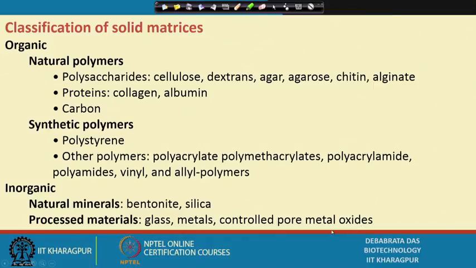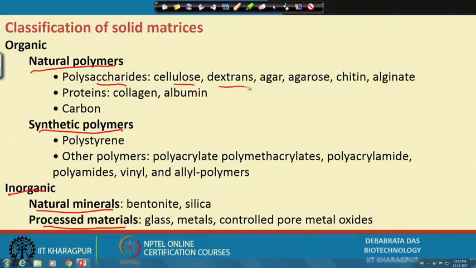Now, classification of solid matrix. The solid matrix that is used for immobilization purpose, because there are different types of solid matrix we consider. One is natural polymer, then synthetic polymer, then inorganic. We have natural minerals and processed minerals. Now, what are the natural polymers? We have polysaccharides like cellulose, dextrin, agar, agarose, chitin, and alginate.